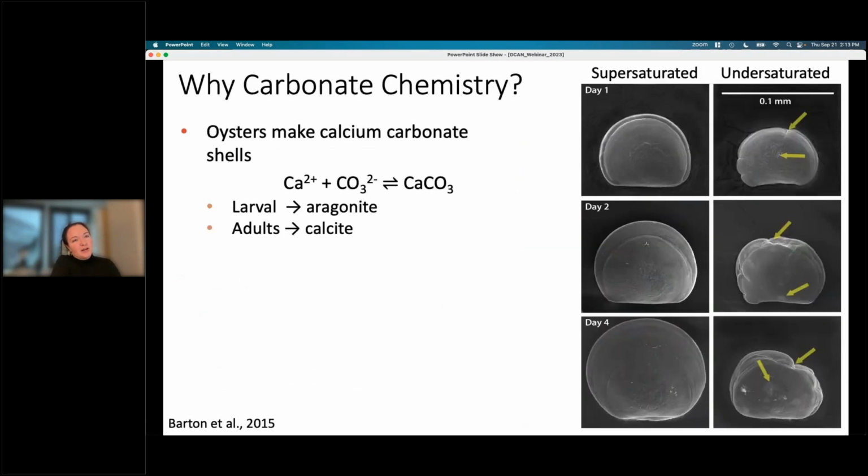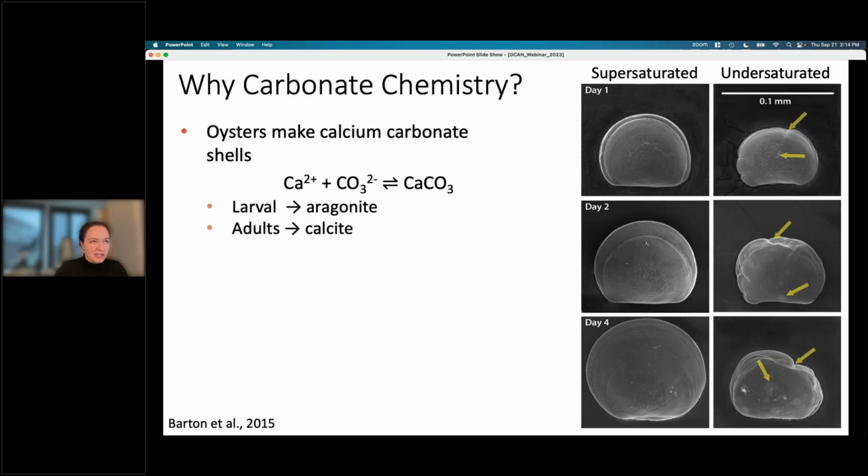So why do we care about the carbonate chemistry? Like I mentioned earlier, oysters are considered a calcium carbonate species, or a calcifying organism. They create their shells from calcium carbonate. However, they're a unique organism because at different stages in their life cycle, they actually create different forms of calcium carbonate. Larval or baby oysters create their shells from what's known as aragonite, which is a more soluble form than the calcium carbonate created by adult oysters for their shells, which is known as calcite.